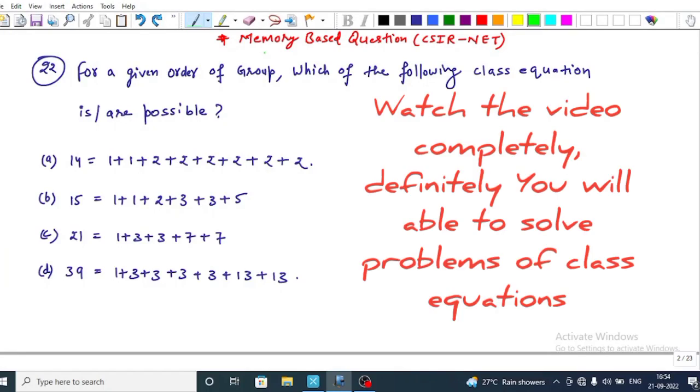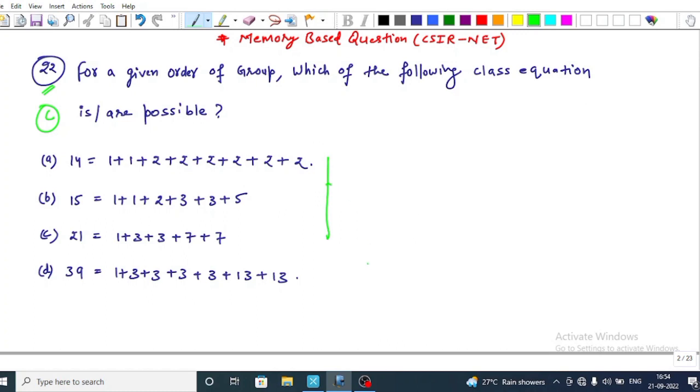Hello everyone, in this video we will discuss the memory based question of CSIR-NET, question number 22, and this question is from part C. The question is: for a given order of group, which of the following classifications is/are possible? Now in this question we have to find out the possibility of classification for a given order group.